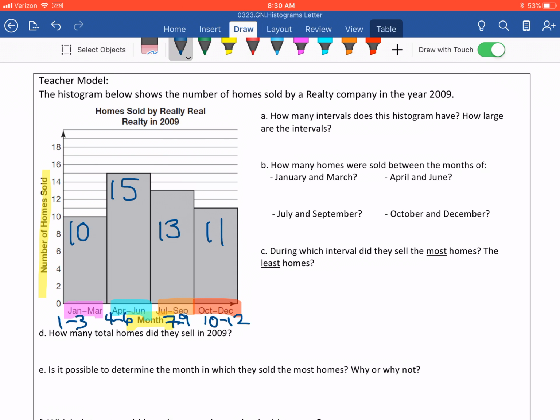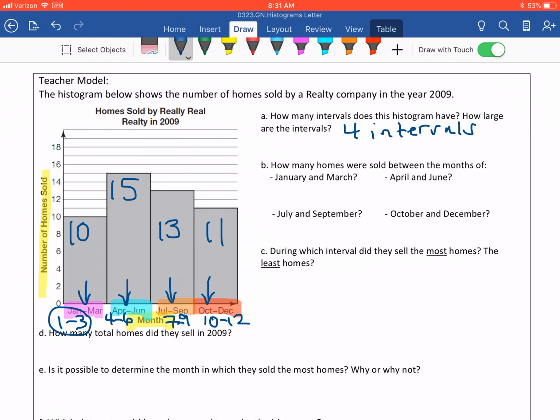So the first question, letter A, how many intervals does this histogram have? How large are the intervals? So the intervals, I already highlighted them. Here, here, here, here. In total, there are 4 intervals. And it's asking how large are the intervals.